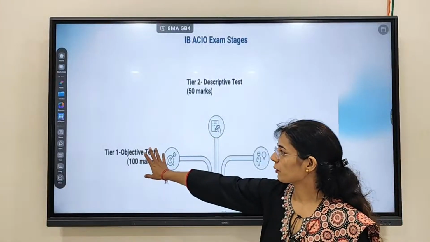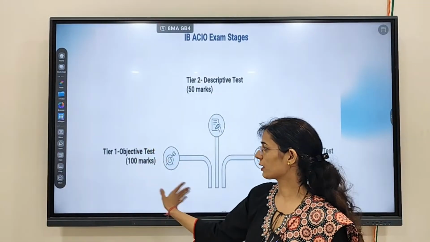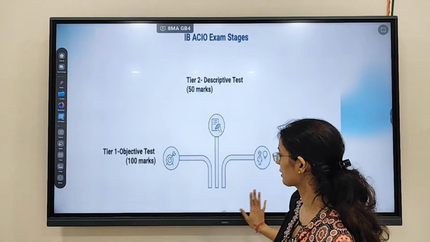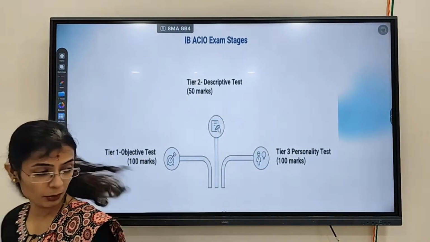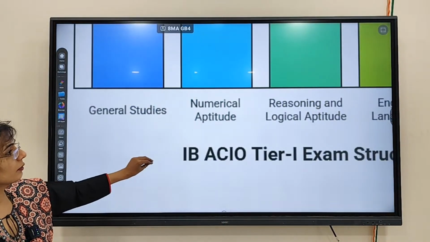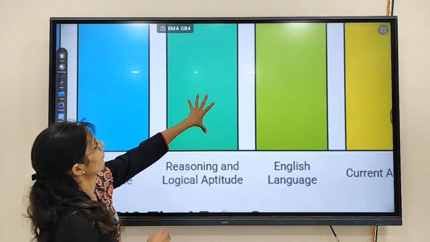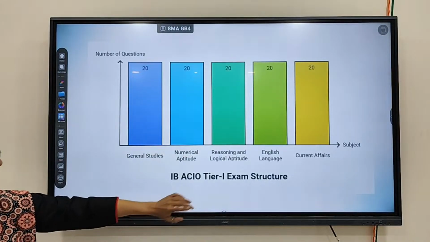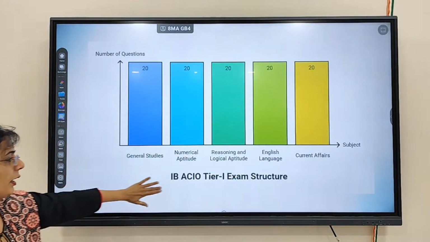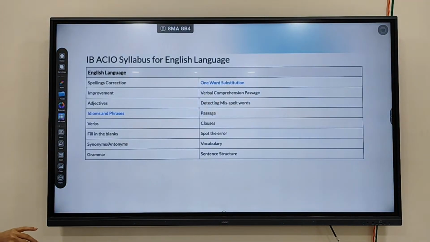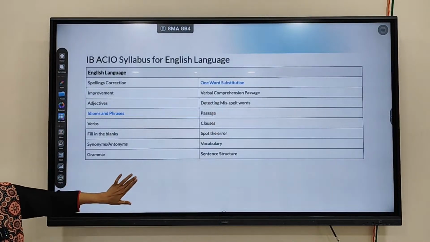So what we're doing is we are studying the objective test for tier 1, which is going to be 100 marks. And in these 100 marks, we have 20 questions for English, and not 20 questions, we have 20 marks for English, right? Okay. We're looking into English language and we have got 20 marks for it. These are the topics that we've been studying as of now.